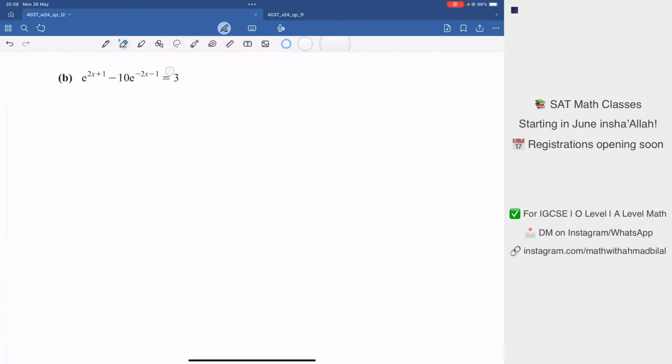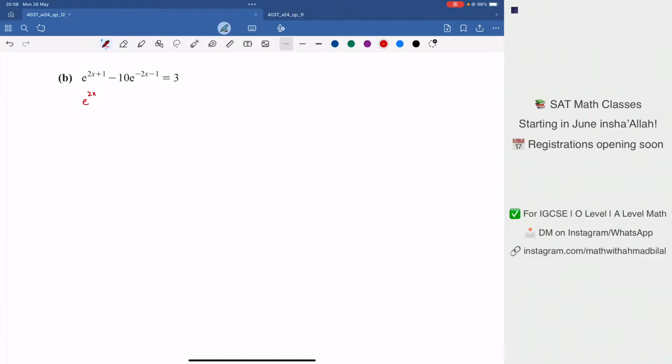So what do we do then? In such problems, often using substitution is what is going to help. What substitution can we use? We've got e raised to power something here, we've got e raised to power something here. Can we make these powers the same somehow? They're very similar, but not exactly the same.